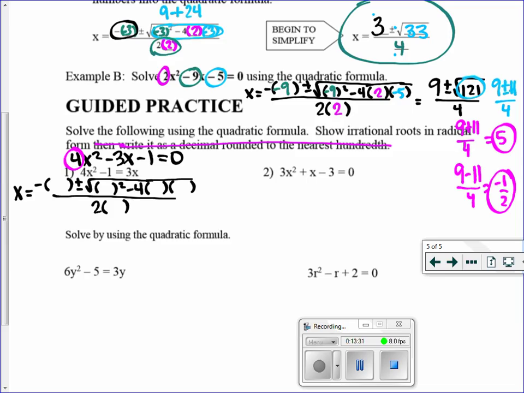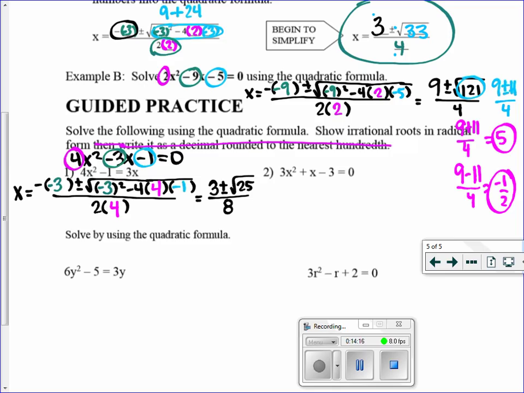Here's our a value. So put in all the a spots, which is here and here. B is -3, so -3 goes in there, and it goes in here. And our c value is -1, so that goes in there. Step 2, simplify. So simplify anything that we can. That front part, a -3 is a +3. Plus or minus. Everything under that radical becomes 25. And then over 8.